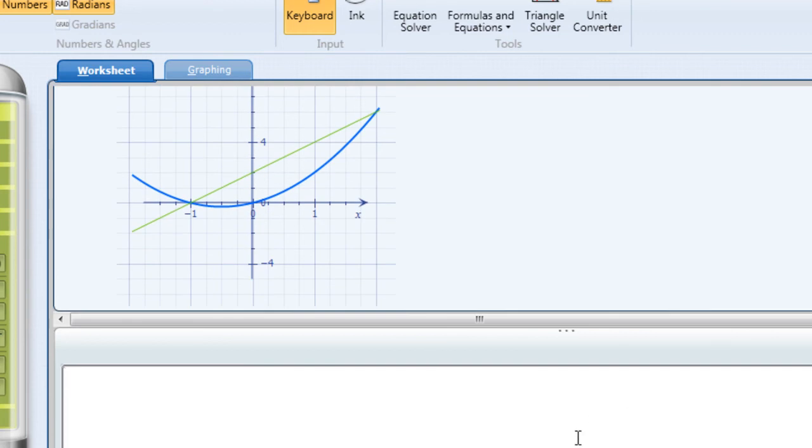It also gives us a nice little copy of the graph, which we can print out. We could then put it into a maths folder or anything that we've got.